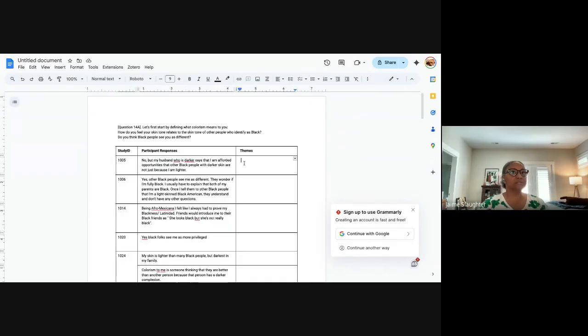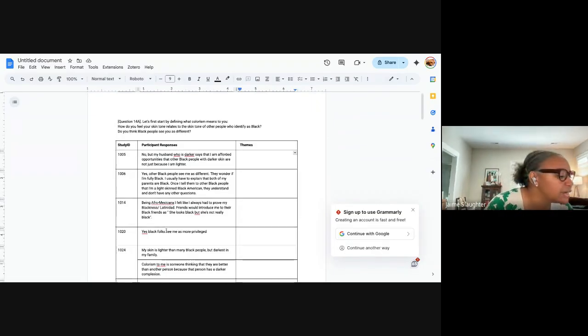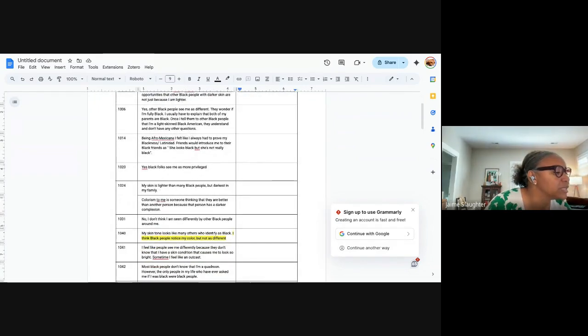So what we were looking for was alignment, or agreement, between all of us on the research team in terms of what that theme was called. And if there was some disagreement, then we would talk about why one person called it something else and another person called it something totally different. I don't have the codes written here in this one.